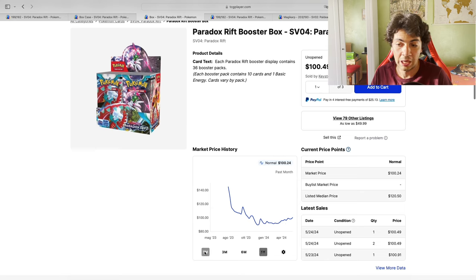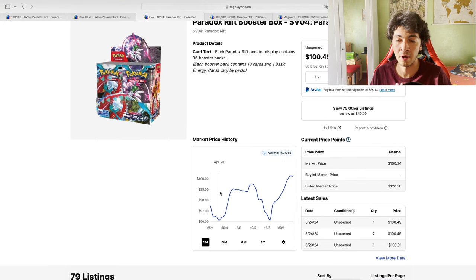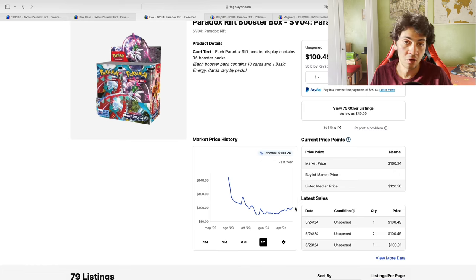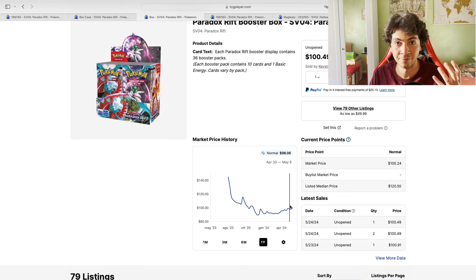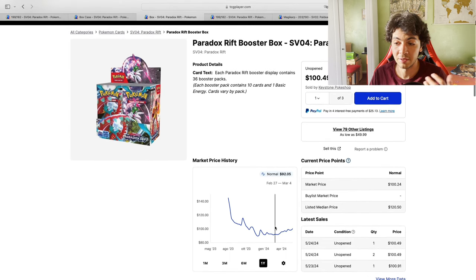If I want to be honest with you, and I almost always am, this is a $3 move. It's about a 3% move, so I wouldn't even call it a move. It's stagnant, but it finally moved from the 90s into the 100. It could go back to the 90s, I wouldn't be surprised. I'm not calling this a bull market for Paradox Rift boxes, that would just be a joke. Basically, it's not dropping further in price.